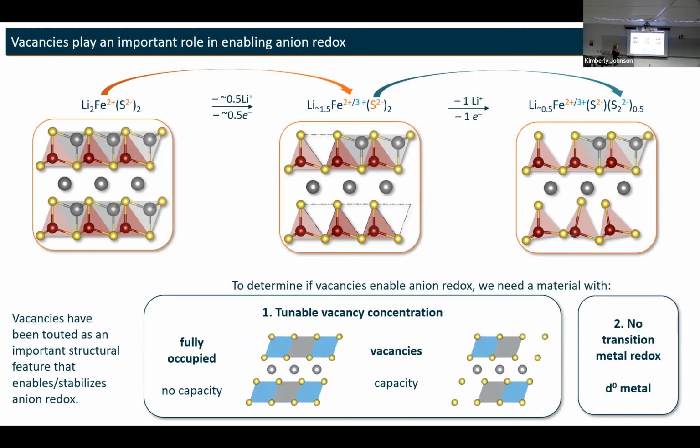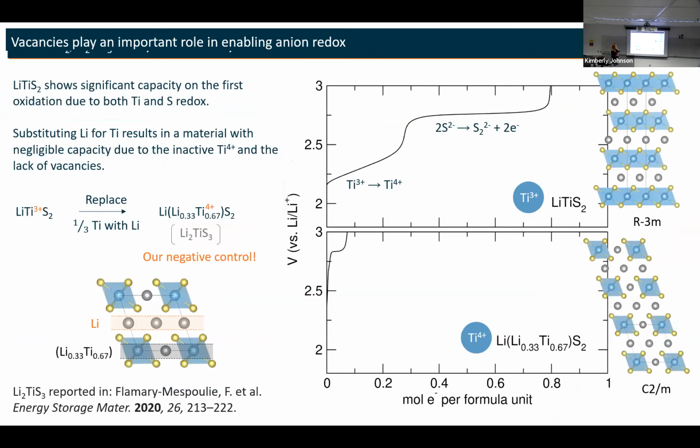In order to realize this, you need a material that has no transition metal redox. Because if you have transition metal redox, then you will never see this part, where you have a fully packed cationic lattice and no capacity. Because if you have transition metal redox, you'll form vacancies by way of oxidation of your metal. And so you'll always see capacity and you'll never know why it's there. So we set out to find a materials system that gave us these 2 conditions. And we had to go away from the lithium iron sulfides, and we went to lithium titanium sulfides.